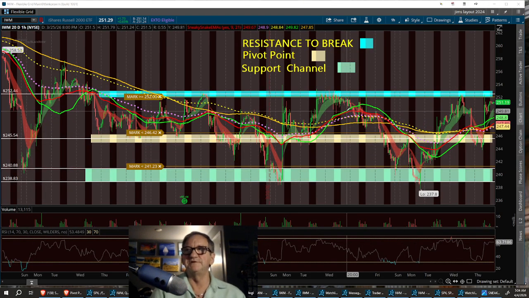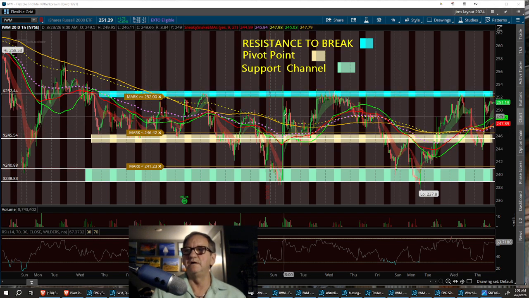So the resistance to break, that's where I call out the trade where I think the last resistance to break is in the stock, and if it hits it, I usually put a sell in. If it breaks it, I'll wait until it pulls back and hits that resistance level. If it breaks down below that resistance level, I will sell it. So that's talking about right up in here.